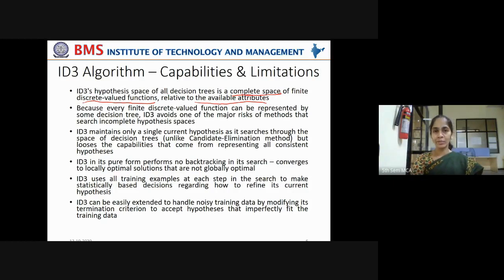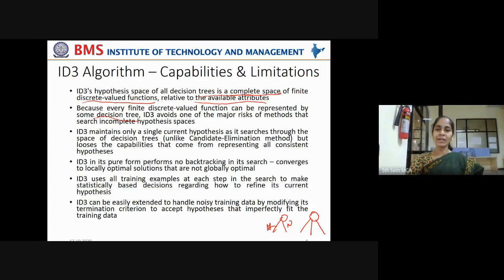So ID3's hypothesis space of all decision trees is a complete space of finite discrete valued functions relative to the available attributes. Okay. So if you take humidity, you get a small tree, if it is high, if it is normal. If you take wind, if it is high, if it is moderate, if it is low, what will happen? Like that, you have a finite set of decision trees in this hypothesis space, right? All these subtrees will join together to make the main decision tree.